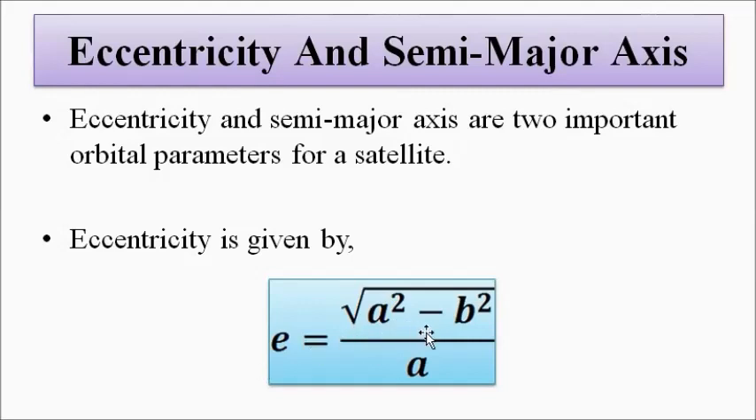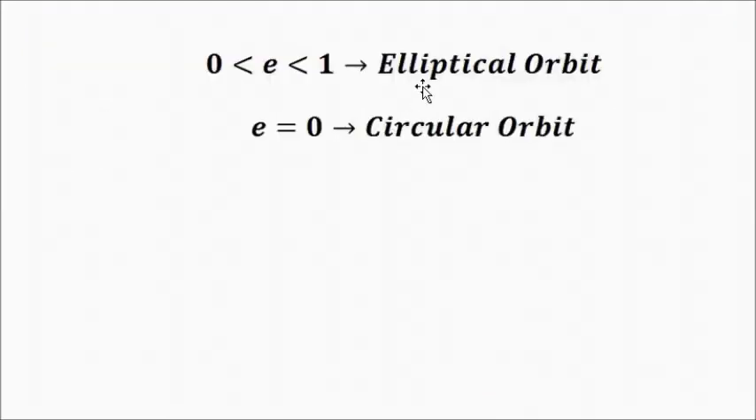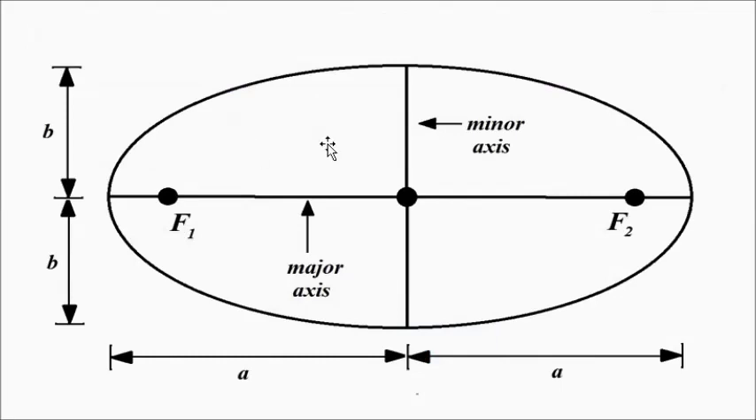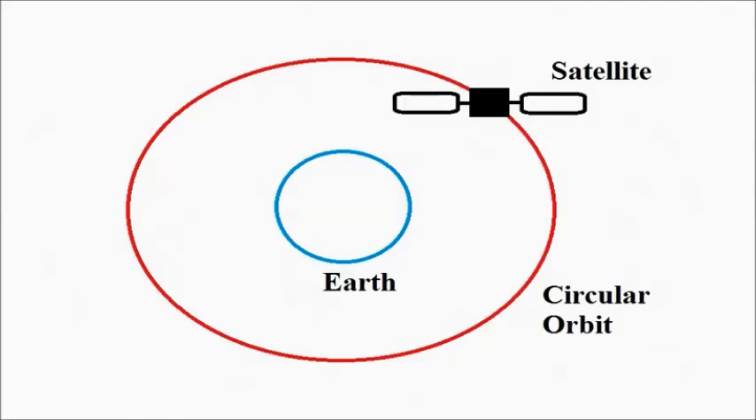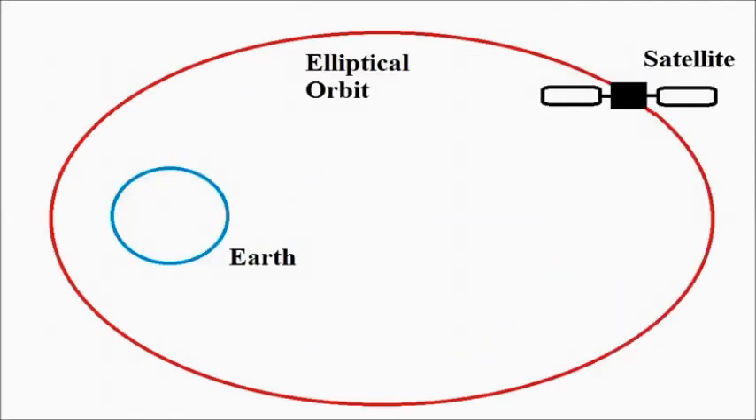which is given by the square root of a square minus b square, over a. So when eccentricity lies in between 0 and 1, we have elliptical orbit, and when it is 0, which is a special case of elliptical orbit, it becomes a circular orbit. That's when A is equal to B, that is the semi-major axis and the semi-minor axis are equal. So we'll get a circular orbit. Otherwise, orbits are generally elliptical as per Kepler's first law of planetary motion. So I would recommend you to please watch the previous videos first related to orbital mechanics, Kepler's law, orbital parameters, all those videos, so that you understand this video in a better way.